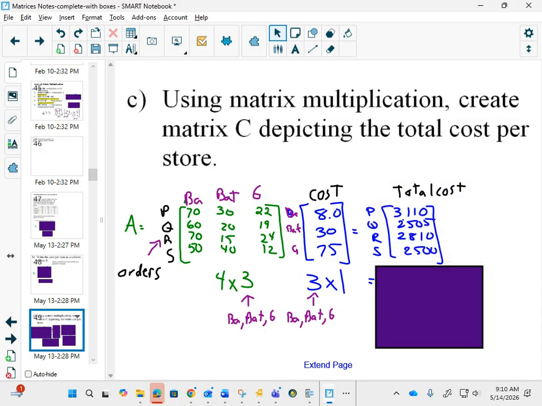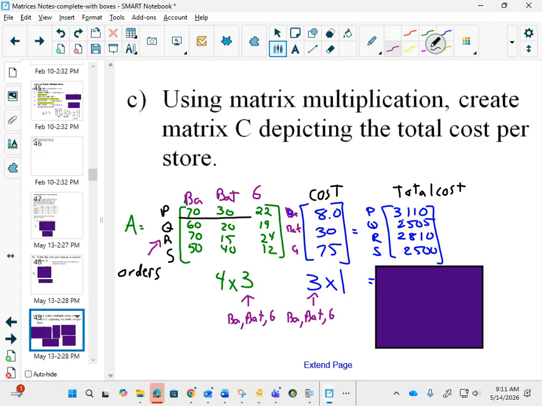And your answer matrix not only is going to be the 4x1, but the 4 stood for P, Q, R, and S. And the 1 stood for cost. And boom. In one multiplication, you have the total cost of all of those. Because what happens? Remember matrix multiplication.